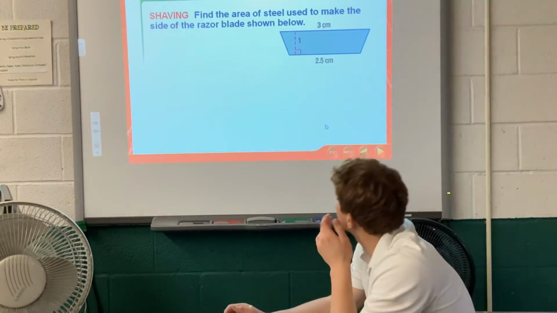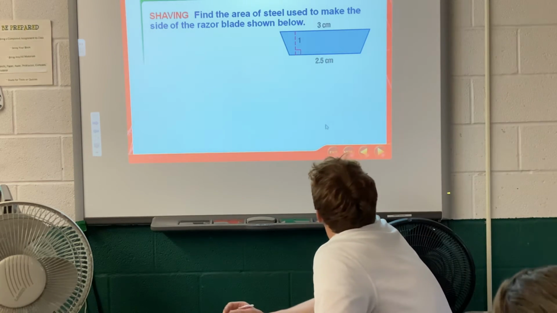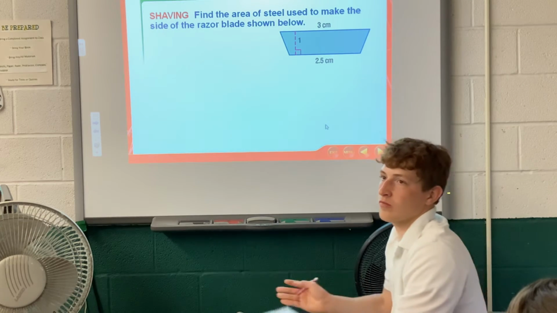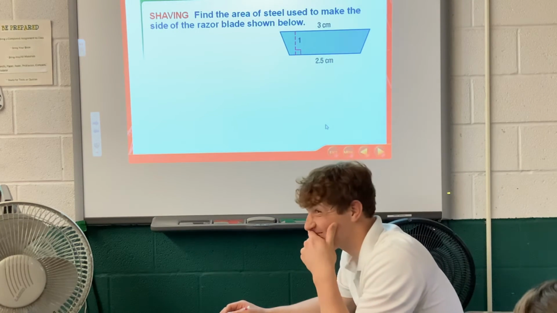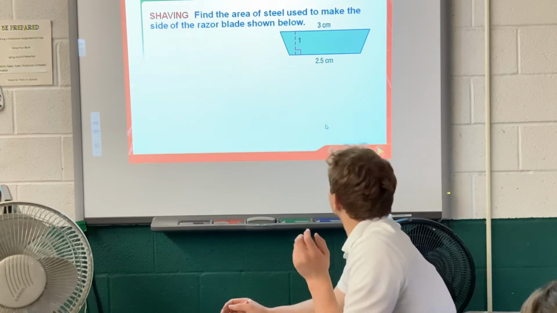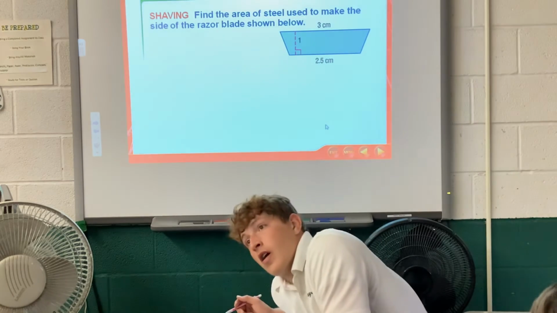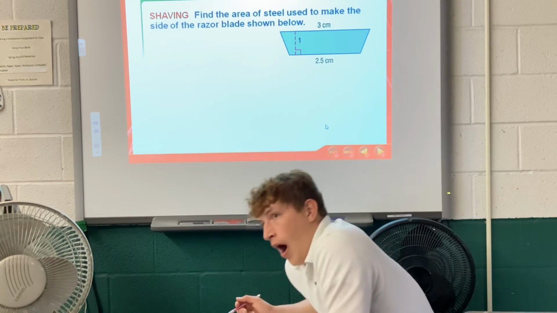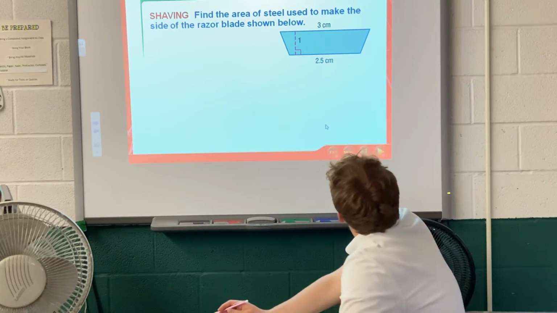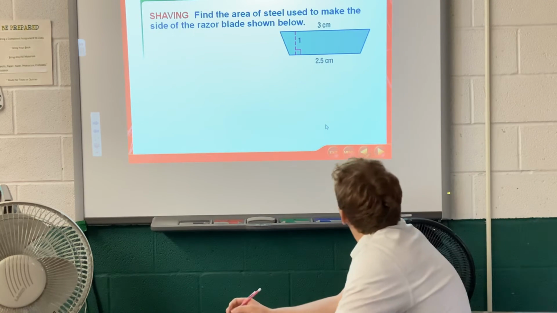So here's my trapezoid. Everybody okay? The biggest other thing that you got to make sure of is that your labels are always the same. So notice here, 3 centimeters, 2.5 centimeters. If one of those is meters, then the first thing you got to do is convert everything into the same thing. Okay? So we're going to take this and plug it into here, whichever one you like to do.